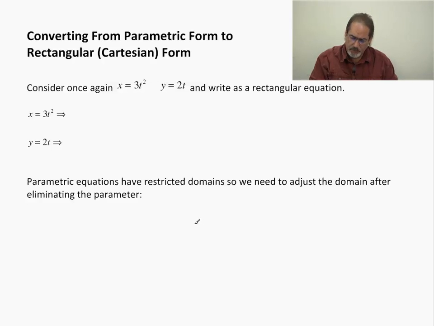Converting parametric form to rectangular or Cartesian forms. So let's consider once again this equation we were working with, x equals 3t squared and y equals 2t. I want to write these things as a rectangular equation.